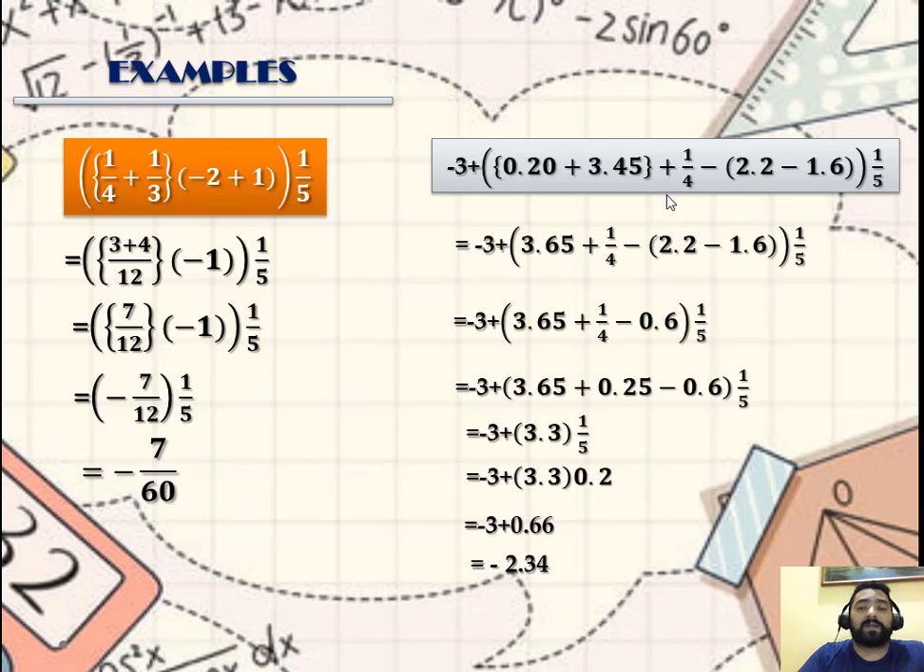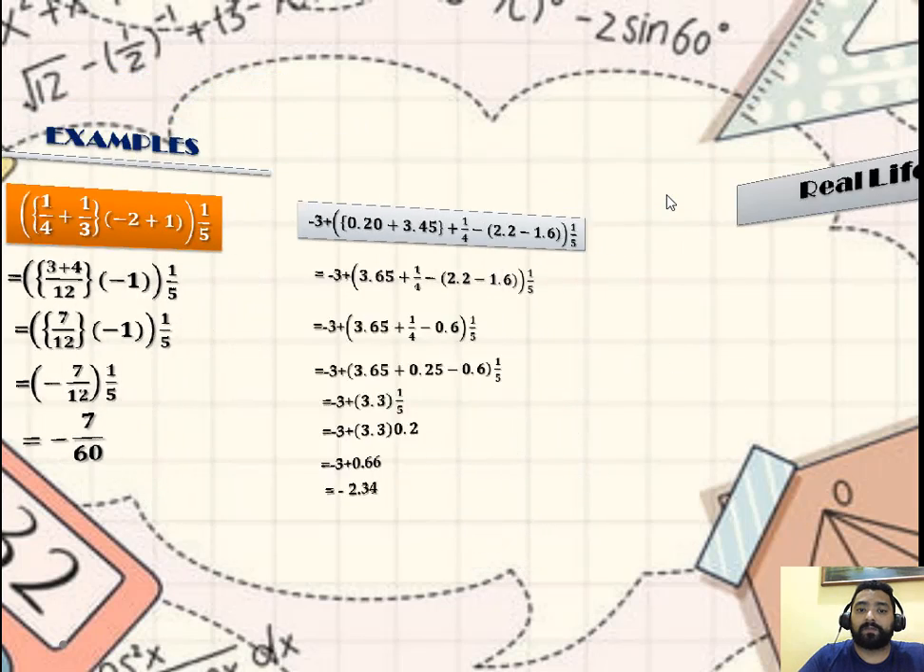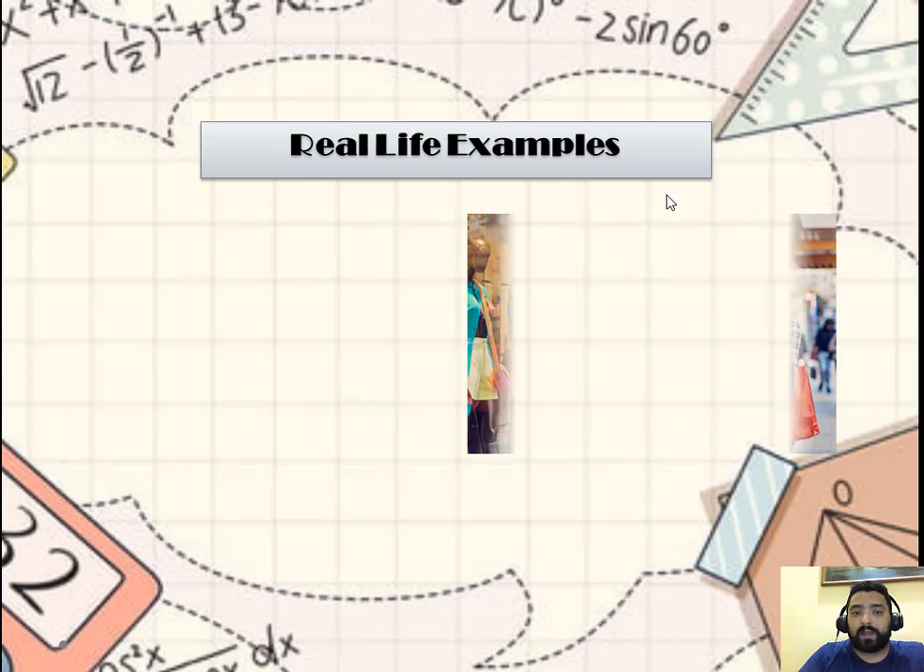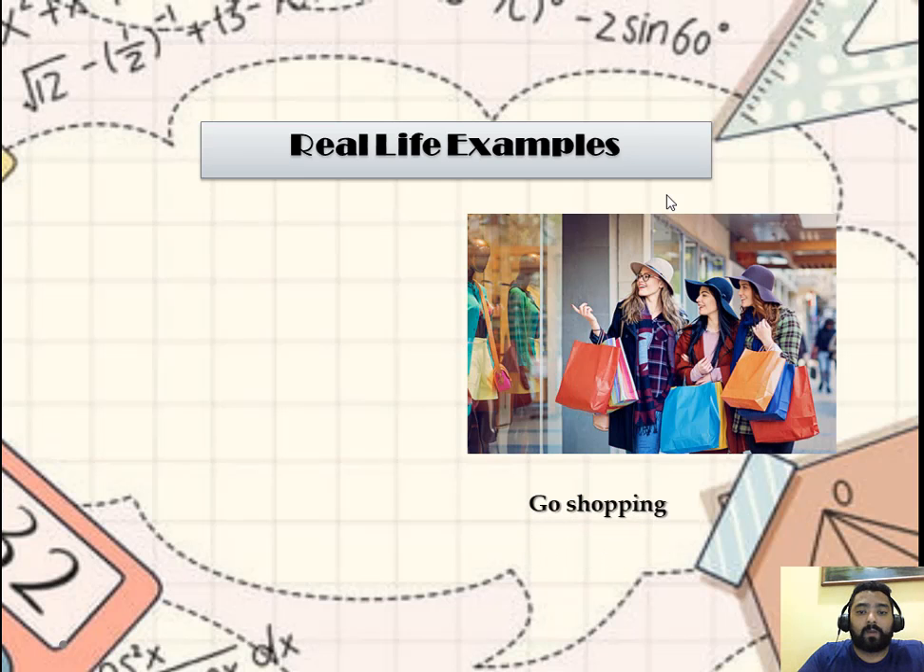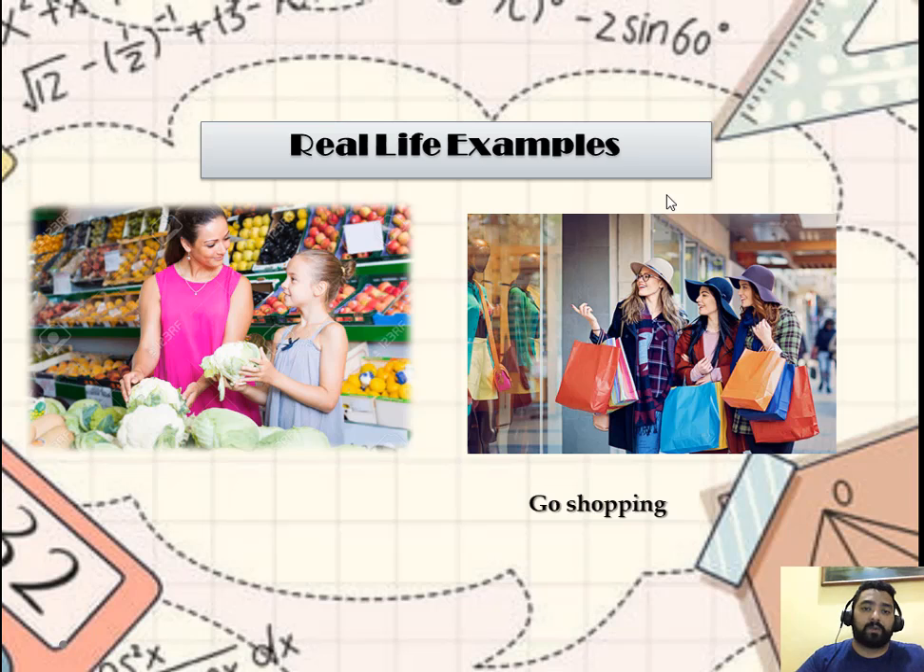Now, I'm going to give you some examples in real life where you can apply the order of operations. For example, when you go shopping and buy clothes or things that you want to use, we buy many things, so we need to add all these prices. Or when you go grocery shopping, we buy many things and you have to add all these prices. So in that case, we use the order of operations in real life.